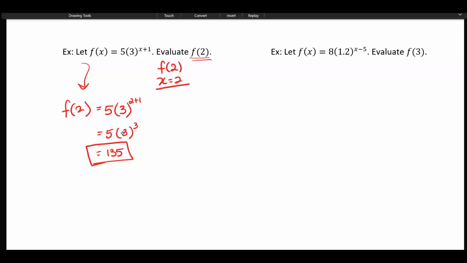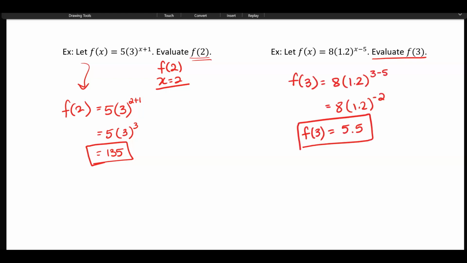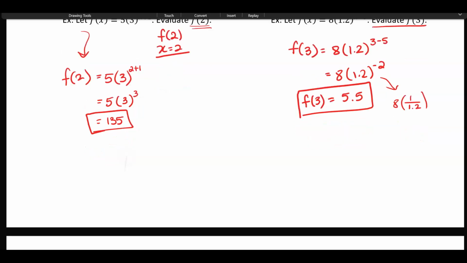All right, let's go ahead and evaluate f of 3. Go ahead and try this on your own. All right, did you get f of 3 is equal to 5.5? In this case, notice that our exponent does become negative, right? So if you're using a calculator, make sure that you're using the caret and you're inputting both the negative and the exponent there. And what that's going to do is turn this into a fraction. So it should be 8, and then now you're dividing by 1.2. And so we should get 5.5 as the solution there.